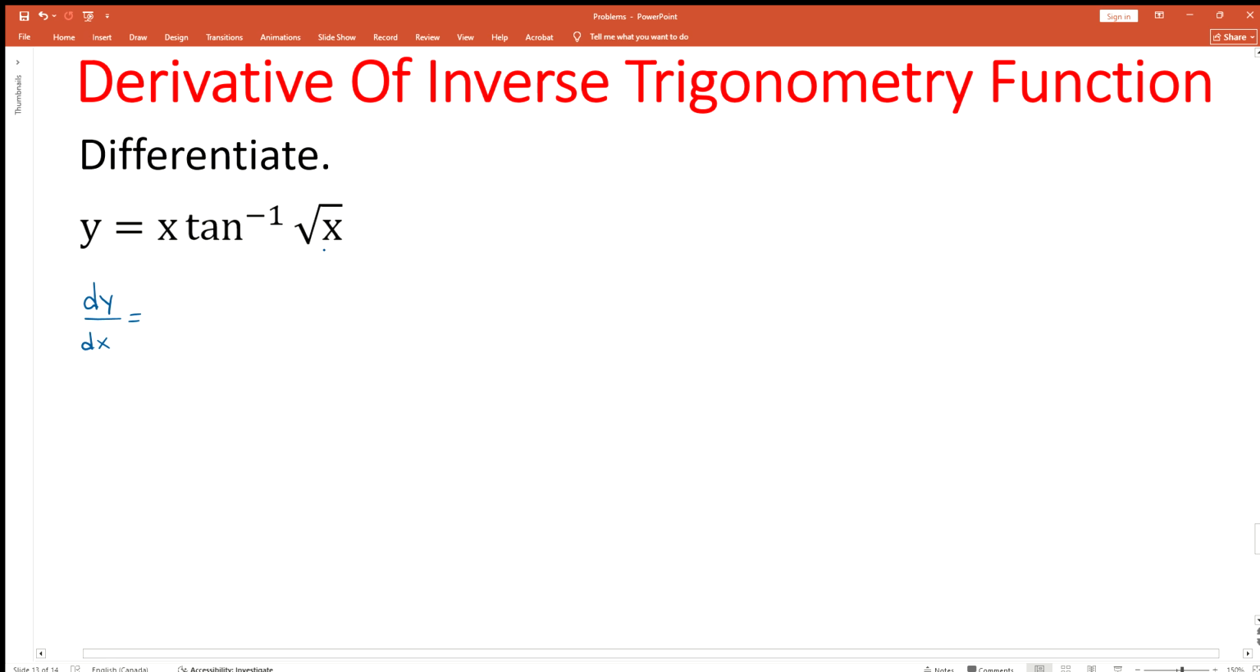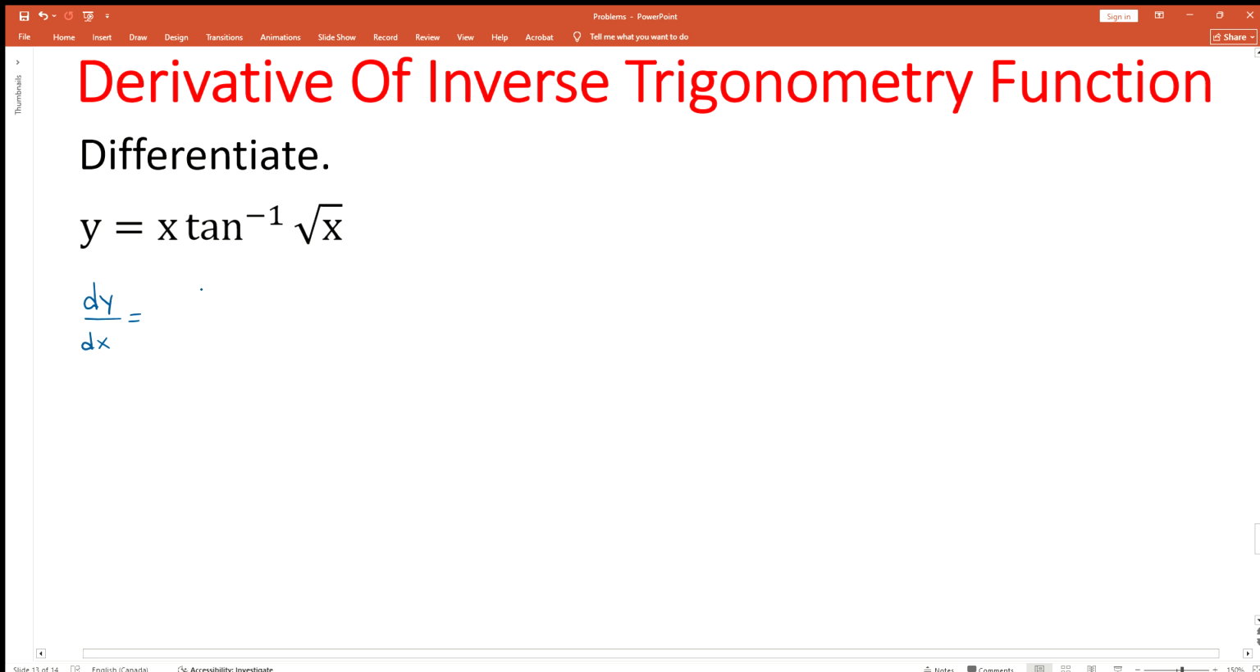On the right side, the term is made up of two different types of functions. X is a polynomial function. Tan inverse square root x is an inverse trigonometry function. Since they are being multiplied, we have to use product rule of derivatives to find the derivative of this term.